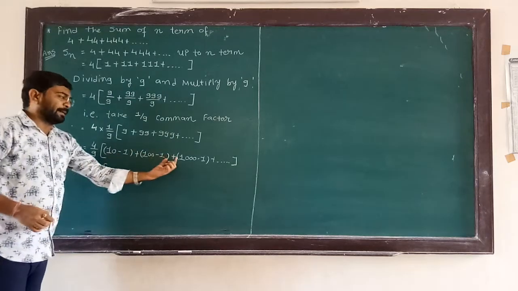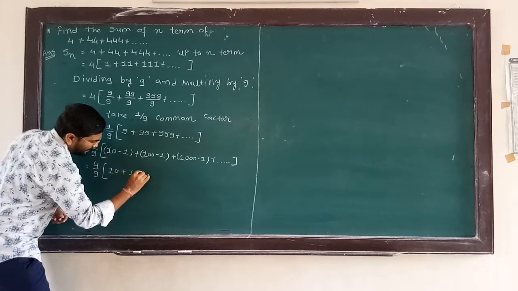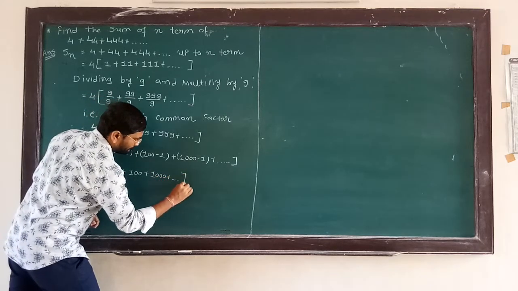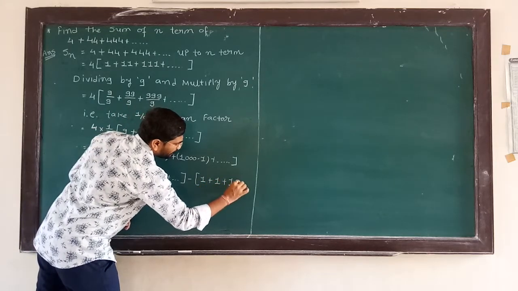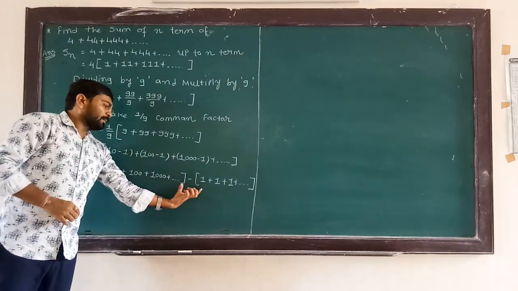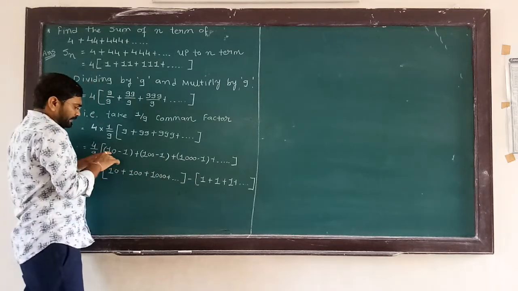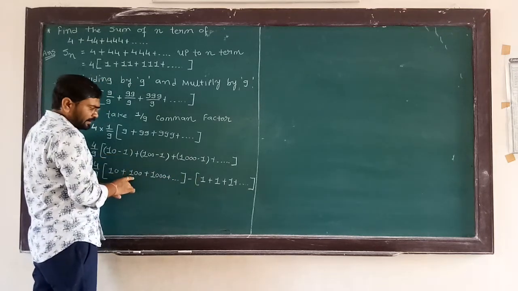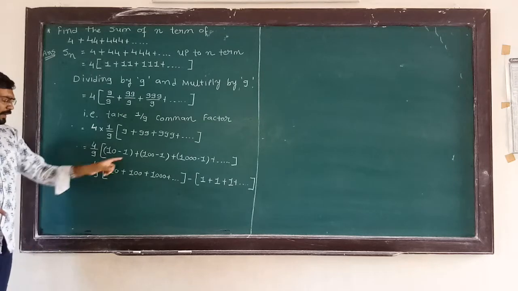Here we separate two parts: 10 plus 100 plus 1000, and another part is 1 plus 1 plus 1 plus dot dot dot. See, students, we match with the fractions and convert: 10 minus 1, here the 10 with minus sign takes 1 in the first bracket, 100 with minus sign takes 1 in the second bracket. No difference between any of the steps.